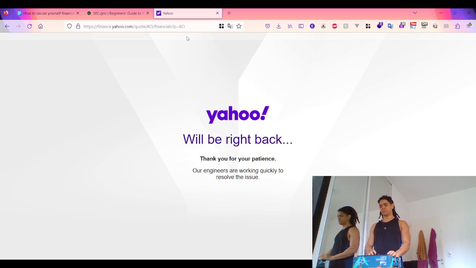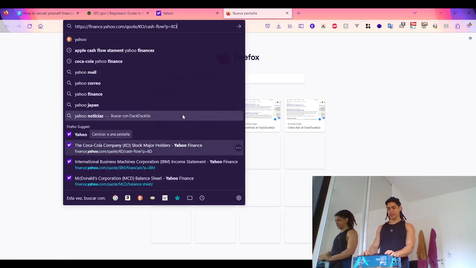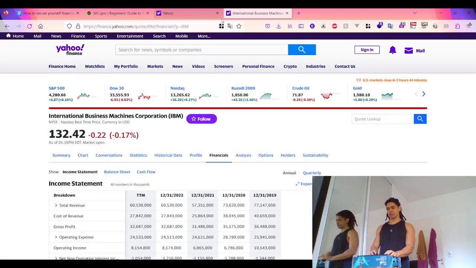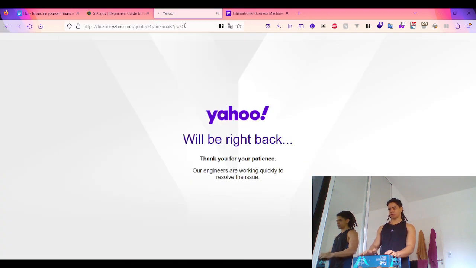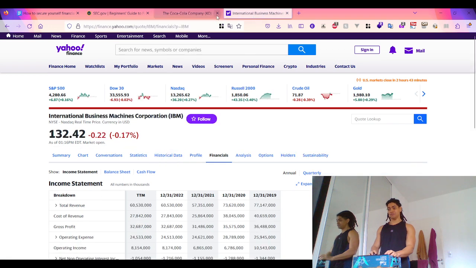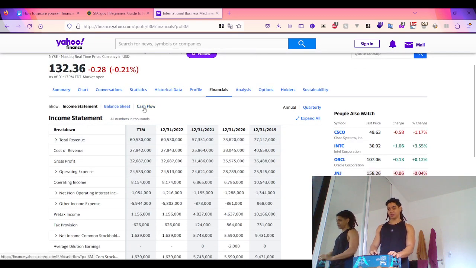What? Holy, oh my god, there's a fire on Yahoo. What was that? Okay. So if I reload this. Okay, that was very weird. In any case, okay.